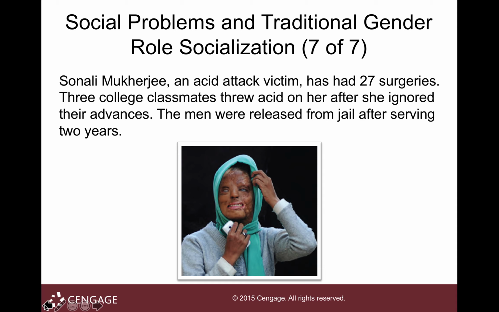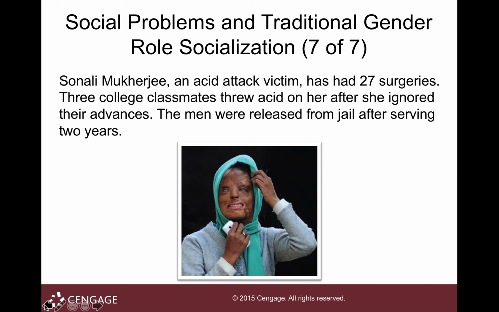So here's this woman who just basically ignored advances by men. Advances meaning, maybe asking her to go out or telling her that she's pretty or whatever the case. She just ignored the guys. And because of being ignored, the guys felt so threatened, or I would call it fragile. Their masculinity is so fragile that they felt they had to throw acid in this woman's face.